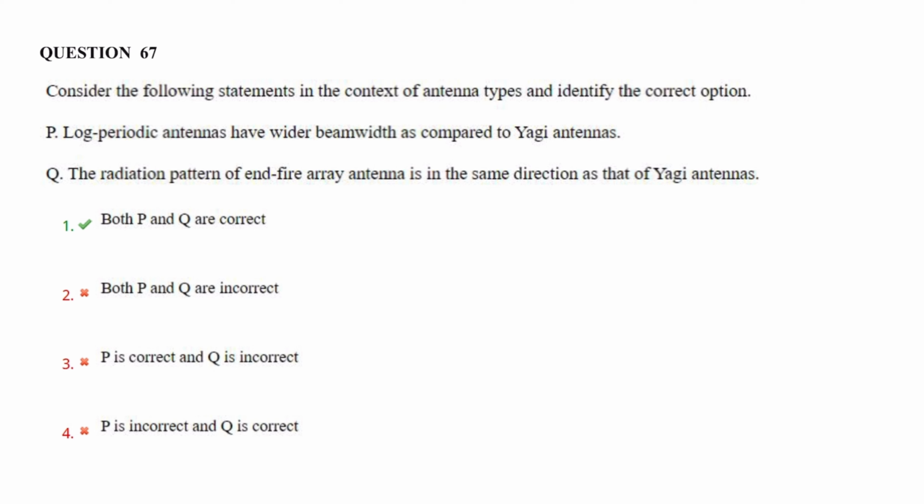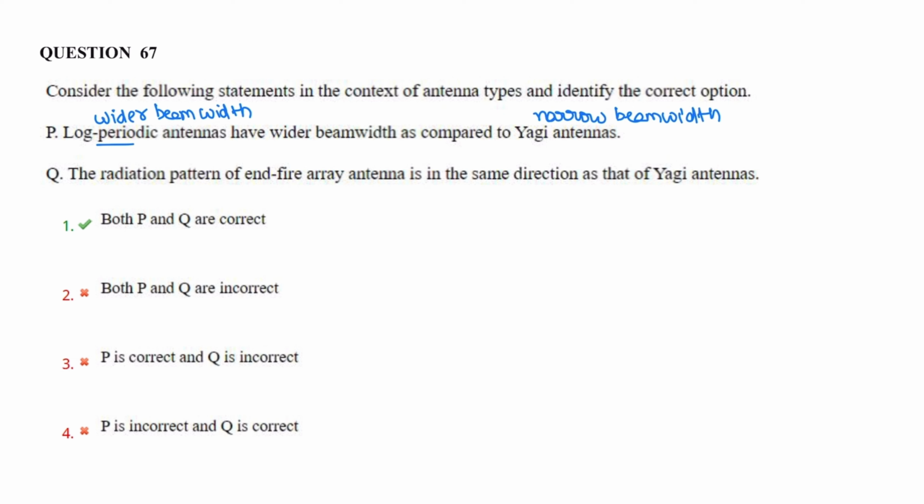So log periodic antennas have wider beam width as compared to Yagi antennas. So these log periodic antennas are wider beam antennas. So log periodic antennas are having wider beam width, and Yagi antennas have narrow beam width. Statement P is correct.